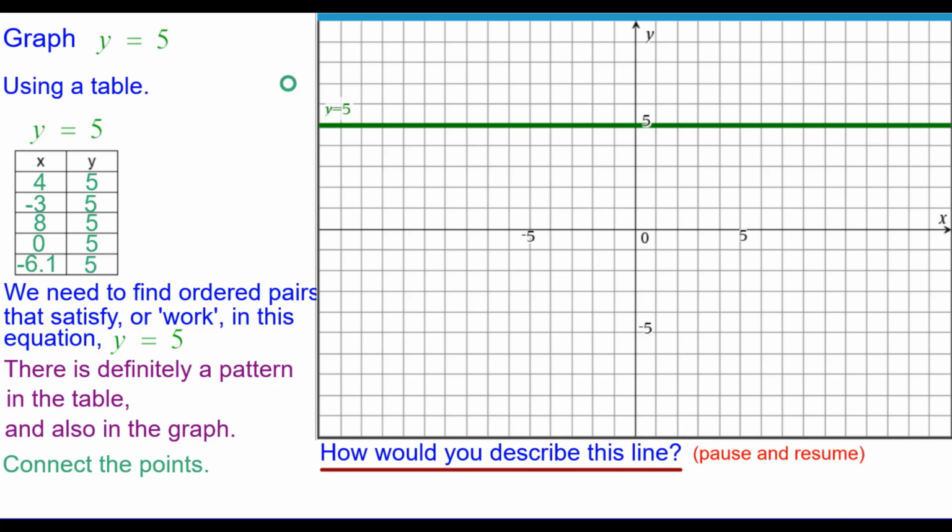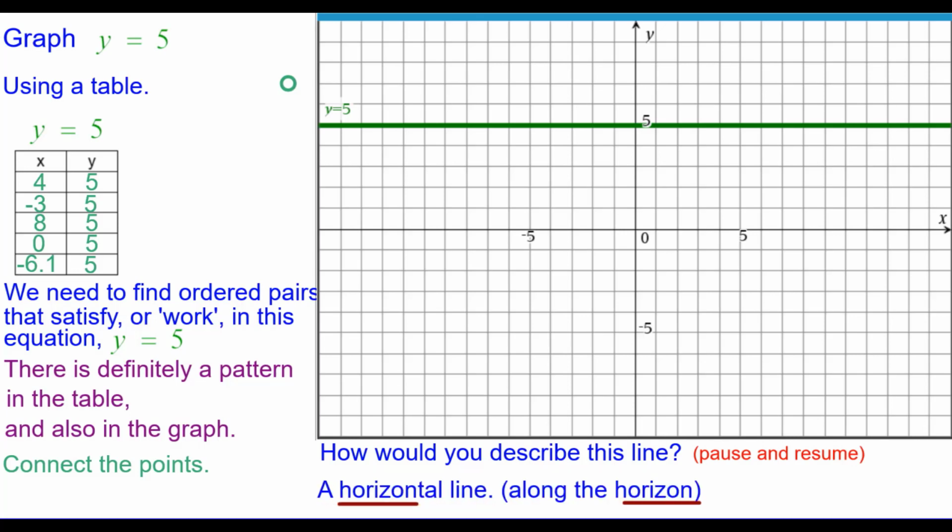How would you describe this line? Please press pause and resume when you're ready. It is a horizontal line because it does go along the horizon. And it also is a line that has a slope, and the slope is the number 0.